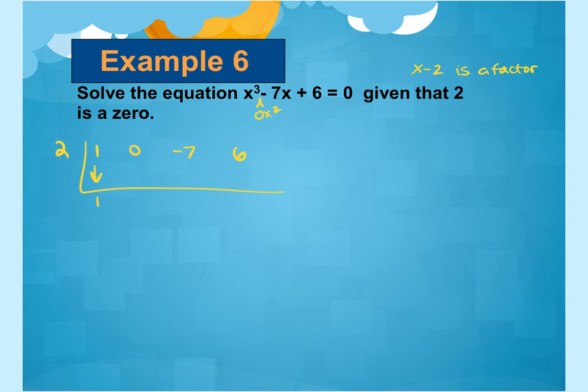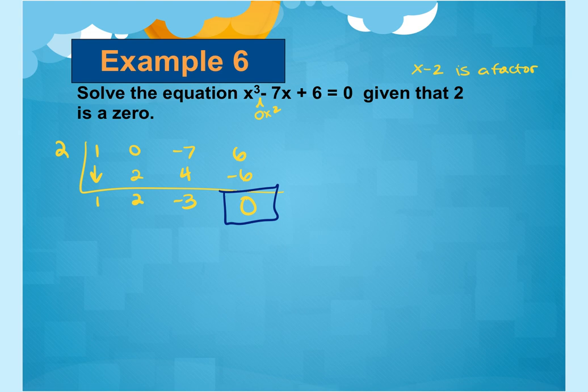Bring down the 1, multiply by 2, put it in the next column, add it. Multiply by 2, put it in the next column, add it. Multiply by 2, put it in the next column, add it. So if this was not 0, you did something wrong. It told you it's a factor. If it's a factor, that last one should be 0. Your remainder should be 0.